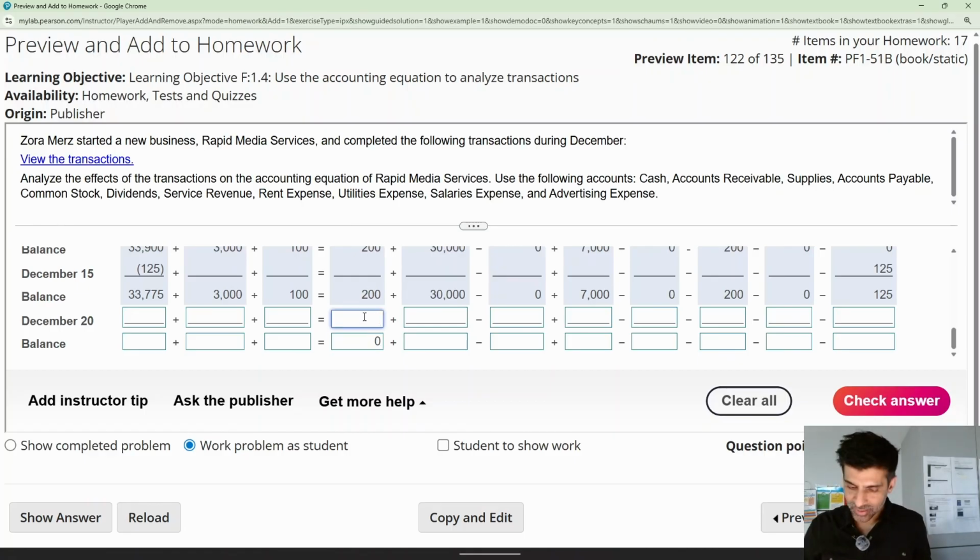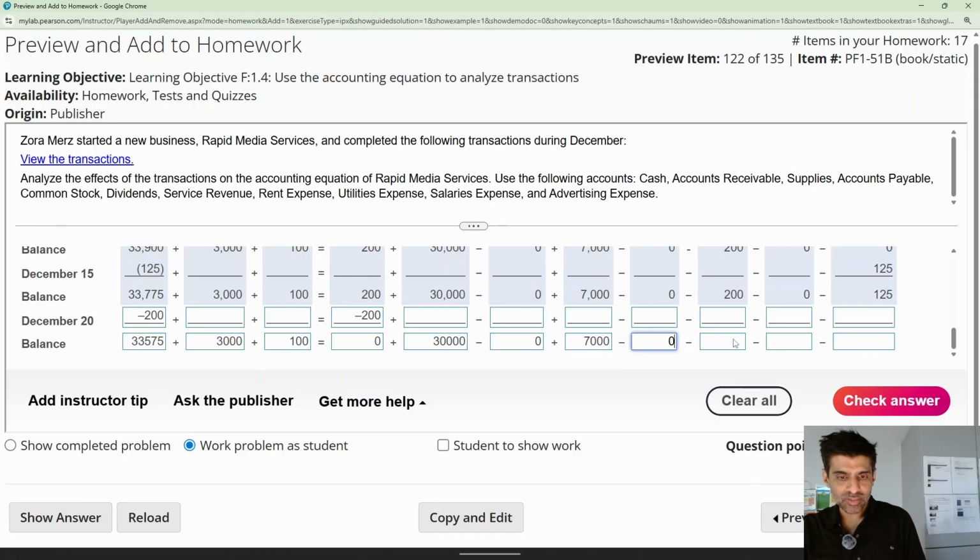How do we get it to go to zero? This is negative 200. Our cash is going to go down 200. So we have 33,575, 3,000, 1,100. This is zero. Everything else is kind of unchanged.